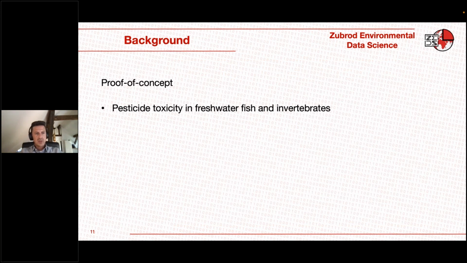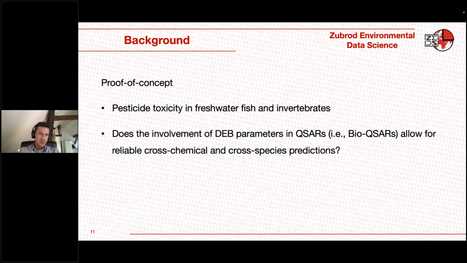So we wanted to provide a proof of concept that this idea is actually working. We restricted our exercise to pesticide toxicity in freshwater fish and invertebrates. Pesticides, as they are a well-researched and regulatory important group of chemicals, freshwater because we have a common exposure unit, and fish and invertebrates also because they are taxonomic groups that are of regulatory significance. And we wanted to answer if the involvement of that parameters in QSAR-like approaches allows for reliable cross-chemical and cross-species predictions.